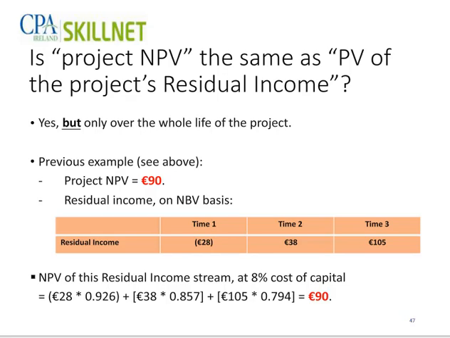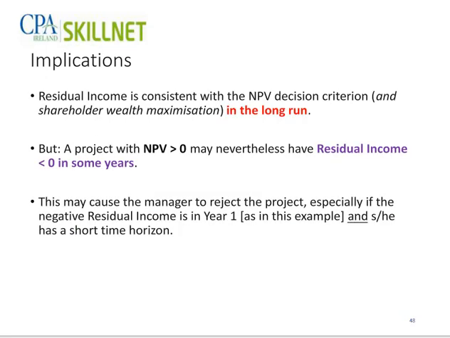So let's take the main example we had in this illustration. As we saw, the project net present value was €90, and on a net book value basis, the residual income figures were shown in the table in pink here. If we discount that stream of residual income numbers at the firm's cost of capital, which is 8%, it comes out at €90. So the project net present value is the same as the residual income and net book value over the life of the project.